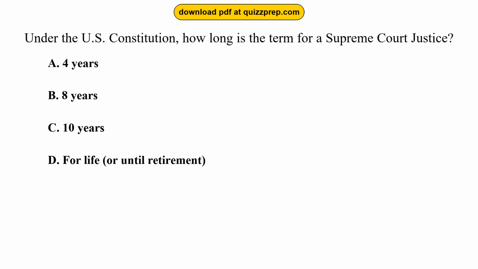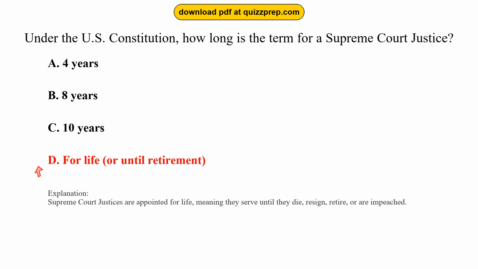Under the U.S. Constitution, how long is the term for a Supreme Court justice? Option A, 4 years. Option B, 8 years. Option C, 10 years. Option D, for life, or until retirement. The correct answer is option D, for life, or until retirement. Supreme Court justices are appointed for life, meaning they serve until they die, resign, retire, or are impeached.